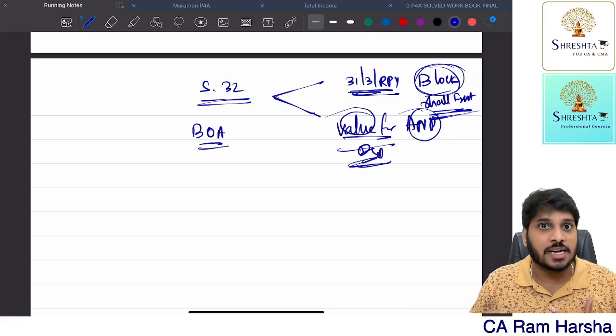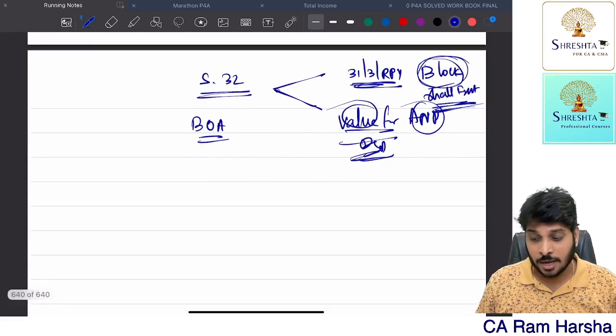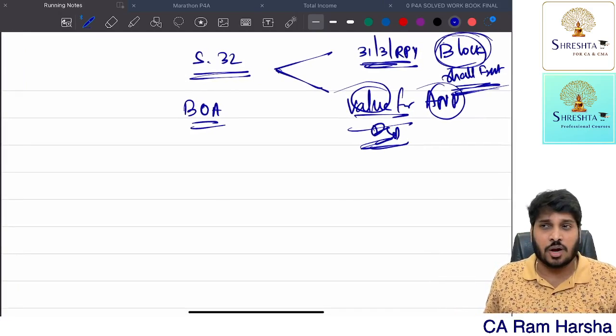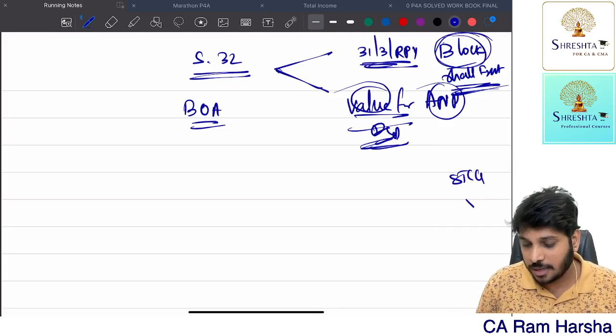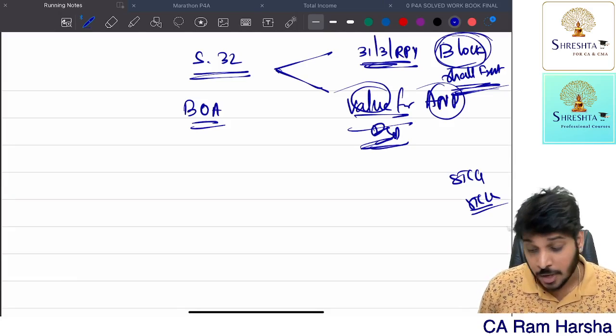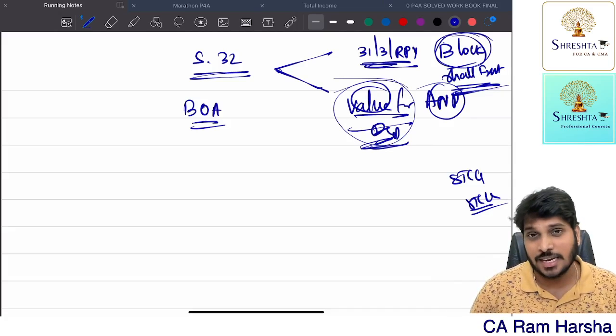If any of these conditions fails, the entire block is not there. Opening date of the year, block is there. But by 31st March, block itself is not there. Entire assets in the block were transferred, which means short-term capital gain or short-term capital loss will apply. Suppose block is there, but value is not there. Then also you cannot calculate depreciation.